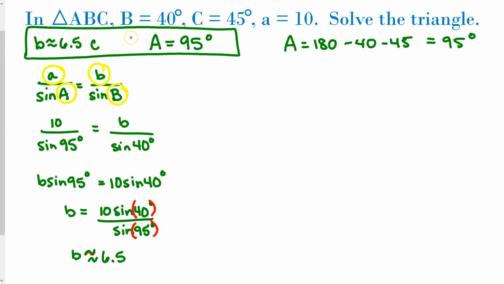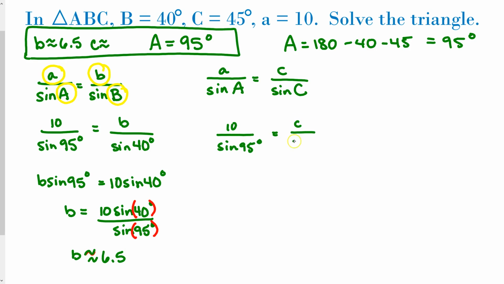Now we also need to find the measure of side C. So let's use the law of sines again. But this time I'm going to use A over sine A equals C over sine C. So we have 10 over sine 95 equals C over sine 45. Cross multiply.